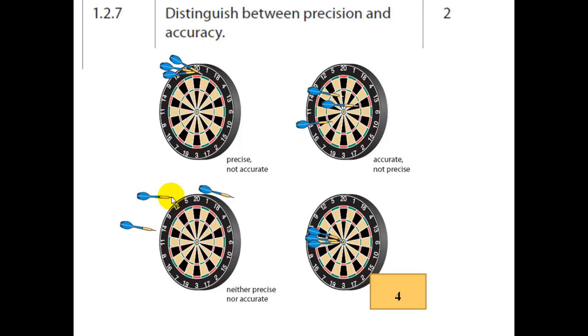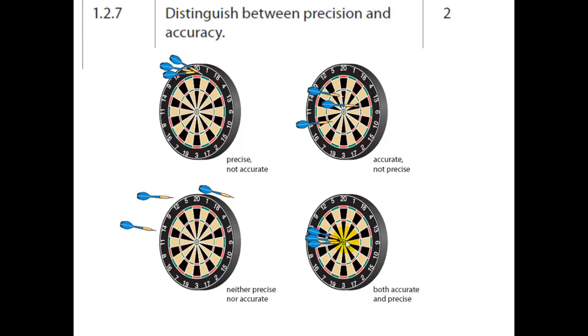This one, however, is precise because all the arrows basically hit the same point, and it also is very close to the target, so it's both precise and accurate. So there's no systematic error and there's very small random error.